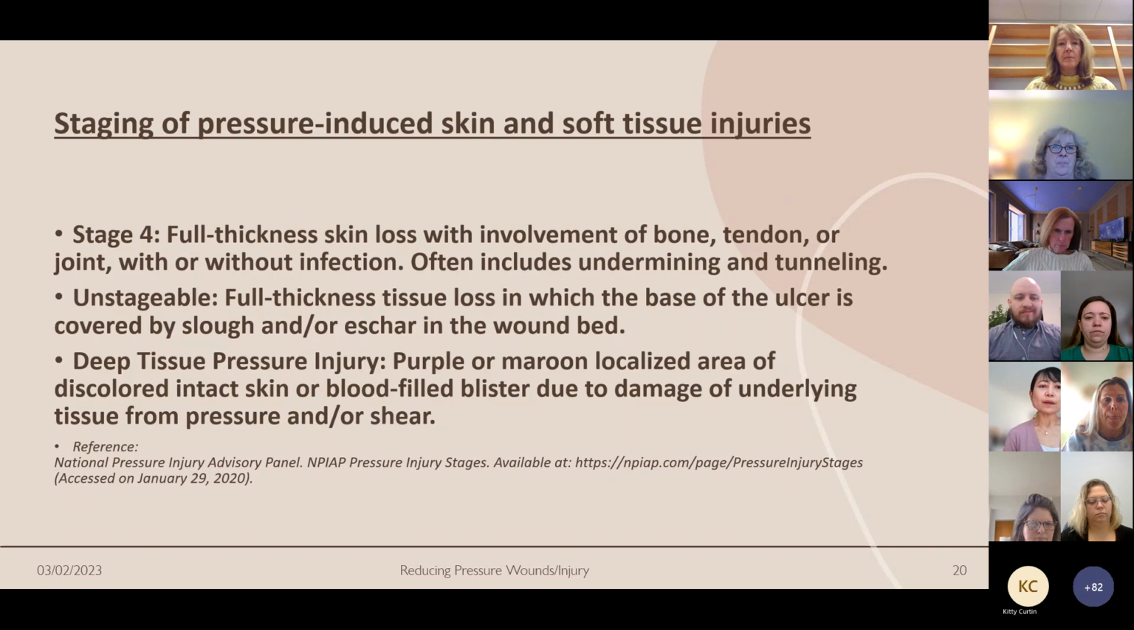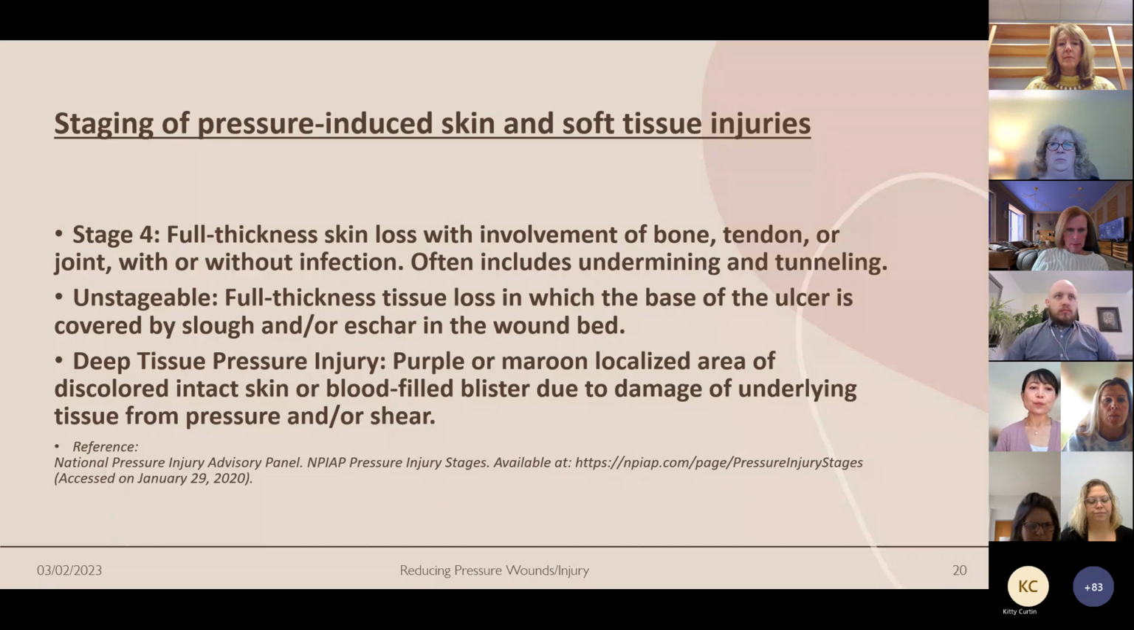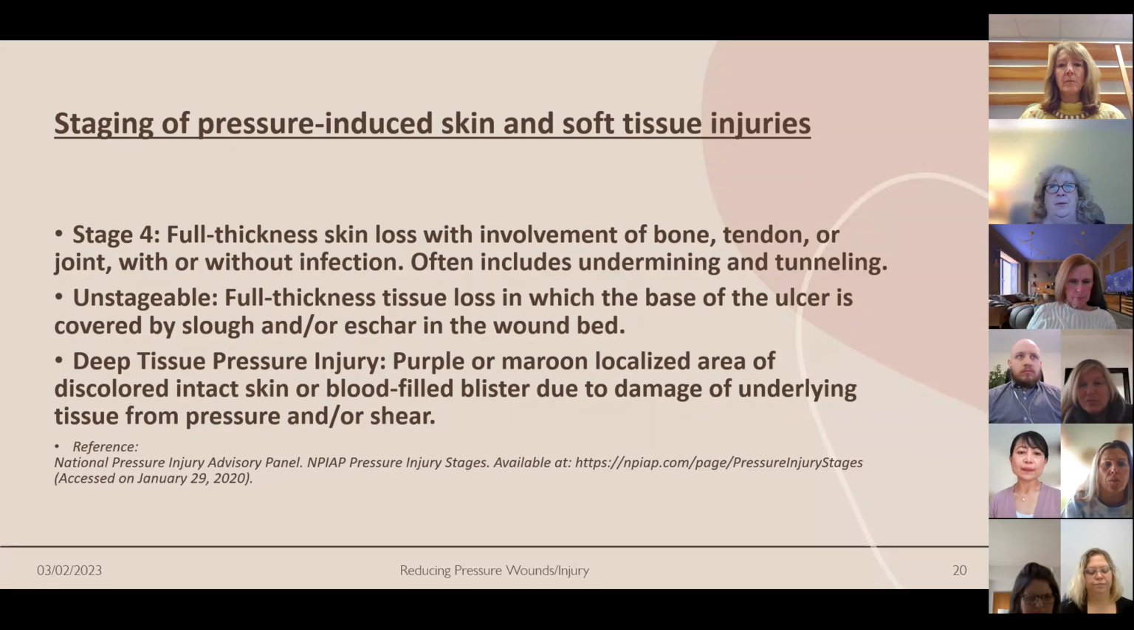Okay, this is stage 4. Full thickness skin loss with involvement of bone, tendon, or joint with or without infection. Often includes undermining and tunneling. Unstageable. Full thickness tissue loss in which the base of the ulcer is covered by slough and/or scar in the wound bed. Deep tissue pressure injury: purple or maroon localized area of discolored intact skin or blood-filled blister due to damage of underlying tissue from pressure or shear.